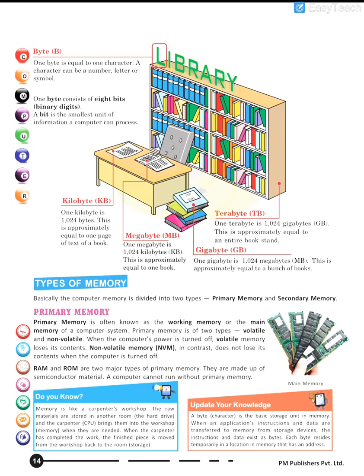Now, computer memory is basically divided into two types, primary and secondary memory. Primary memory is basically the working memory of the computer system. This memory is non-volatile. Alright, that means it does not lose memory at all. If you turn off the computer, still the memory stays in the computer. RAM and ROM are two major types of primary memory. They are made up of semiconductor chips.